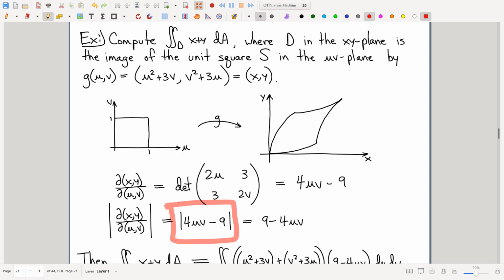I claim, good news, that this expression here, in the scenario that we're given, is always negative. Now, this is not immediately obvious. You can't just go around declaring stuff, right? So how do I know this is negative? If I assert that this is negative, how do I know?